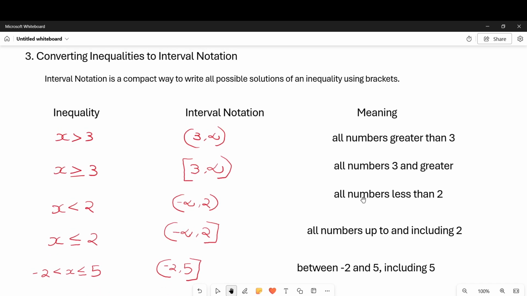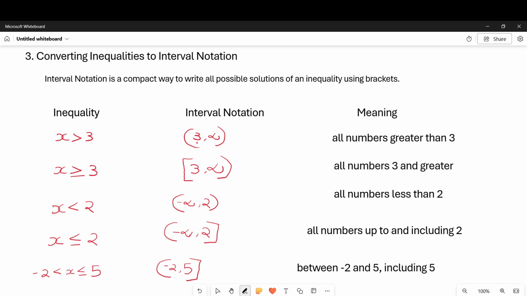Let's go to the first example of how to convert inequalities to interval notation. The first one is x greater than 3. What is the meaning? All the numbers above 3, and 3 is not included because there is no equal symbol here. So we write the interval notation like this. Above 3, what is the end point? There is no end point. It continues indefinitely, so we use the infinity symbol on the right-hand side. So 3 comma infinity means the numbers between 3 and infinity.